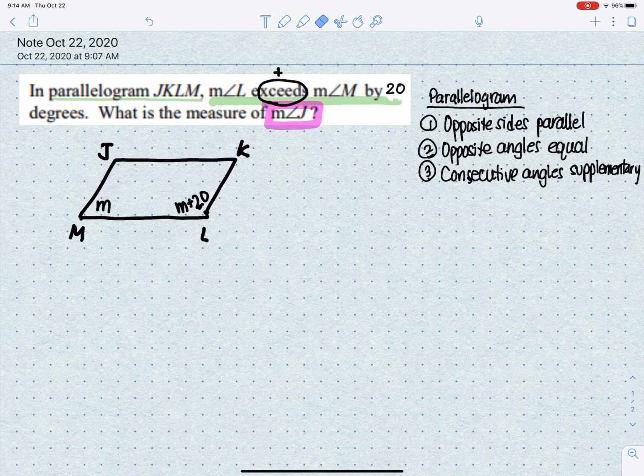Now, if I look over here, we want to find measure of angle J, so I'm going to put a question mark here because that's what my target is. And well, there's a few rules that we learned in class. Parallelogram has 6 properties, but in class we learned 3. The first one was opposite sides parallel, opposite angles equal, consecutive angles supplementary.